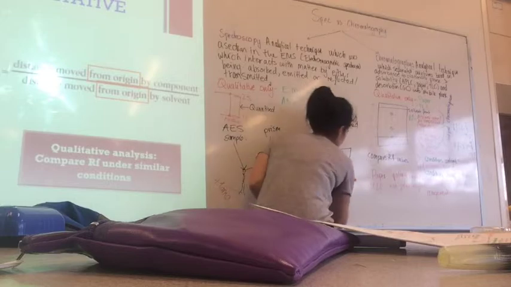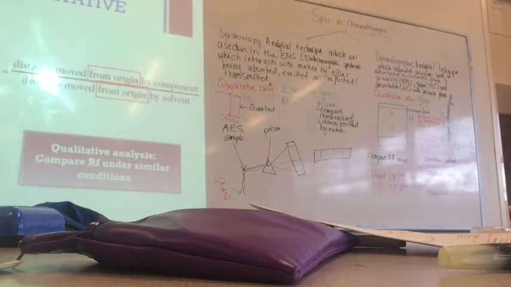So, as a qualitative analysis, how can we determine what is there through AES? I know through the flame test you compare the colours, but through AES, what do we do?